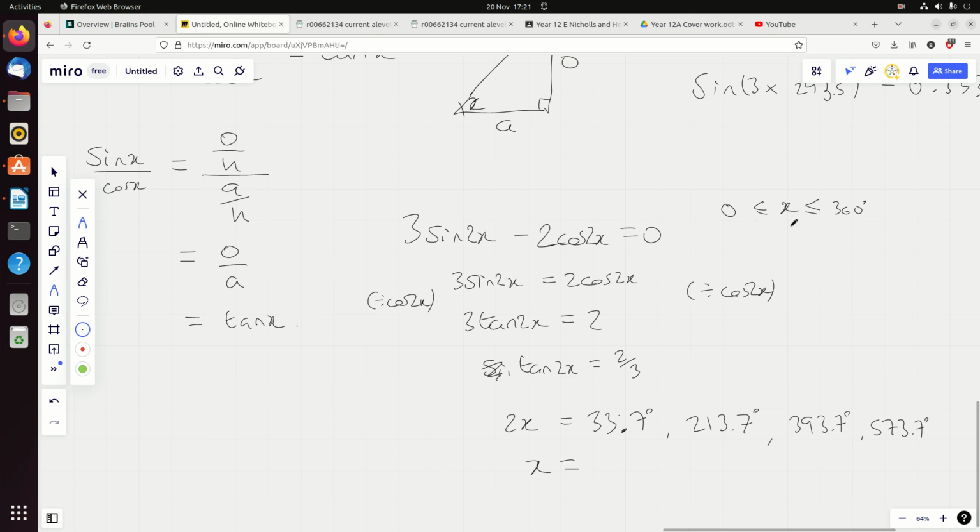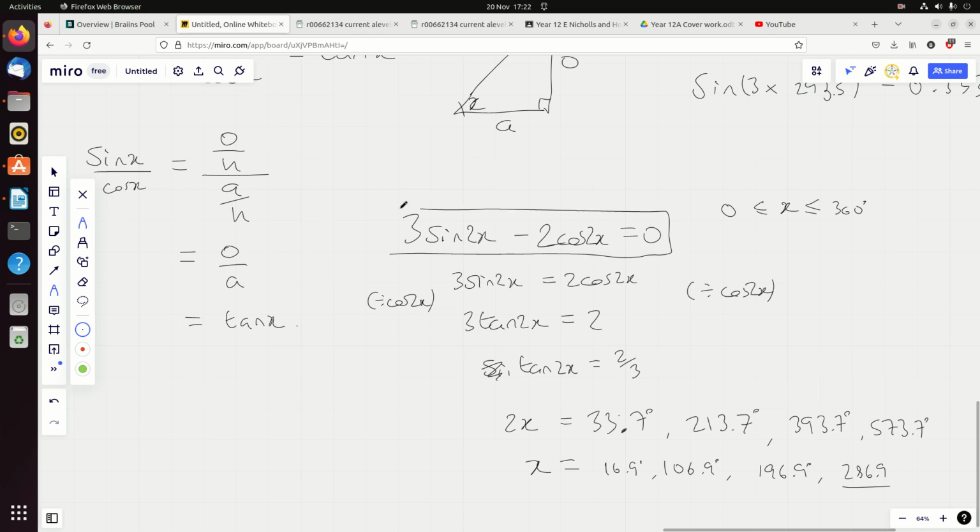I knew, because x is trapped between 0 and 360, the 2x one will probably give you 4 solutions because 2x is trapped between 0 and 720. And so all we've got to do now is just divide by 2. So 33.7 divided by 2 is going to give me 16.9 or 85. 213.7 divided by 2 is going to give me 106.9. And actually these are all going to have gaps of 90, aren't they? So the next one will have 196.9 and then 286.9.